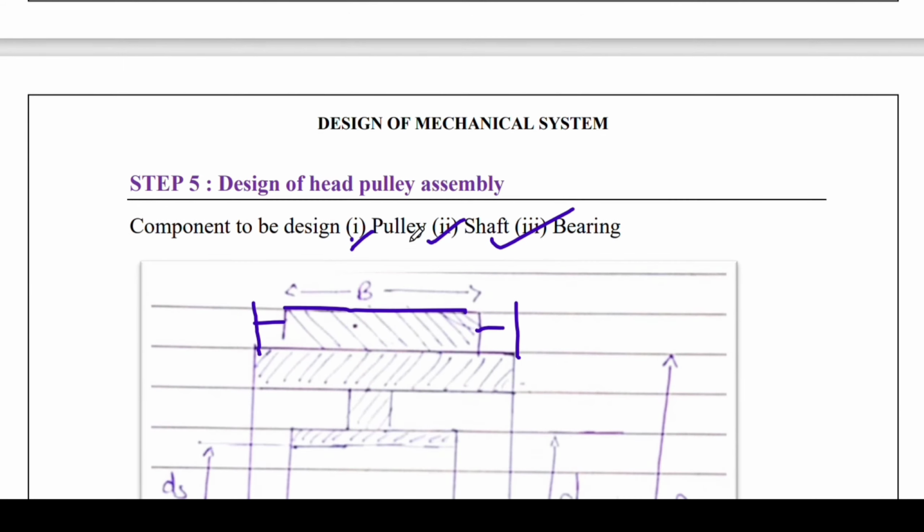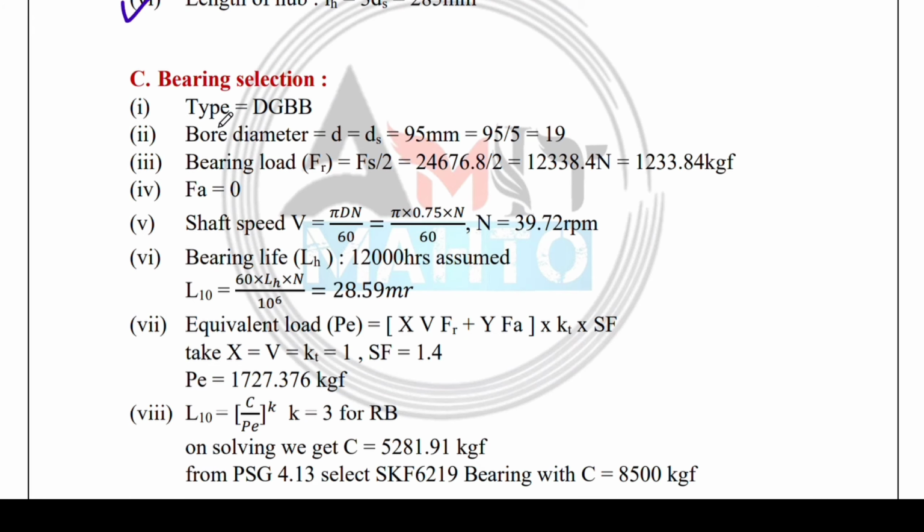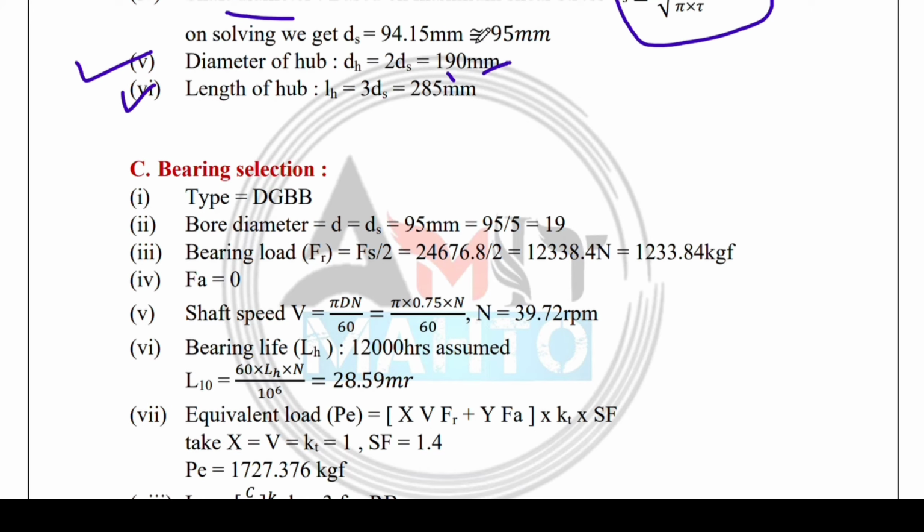You have already designed the pulley shaft. Now we will go for the bearing. For the bearing, we select the type of bearing, which will be DGBB, which is deep groove ball bearing. So the bore diameter will be ds, which is the shaft diameter, 95 mm. So 95 divided by 5 is 19. This 19 will be the bearing number.